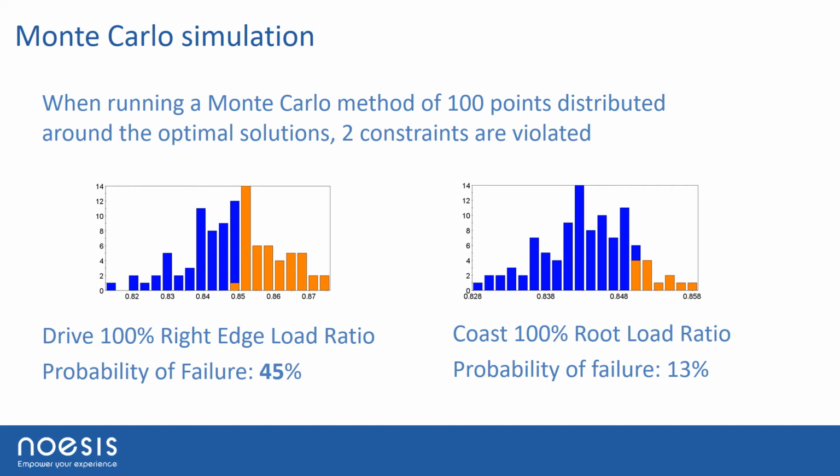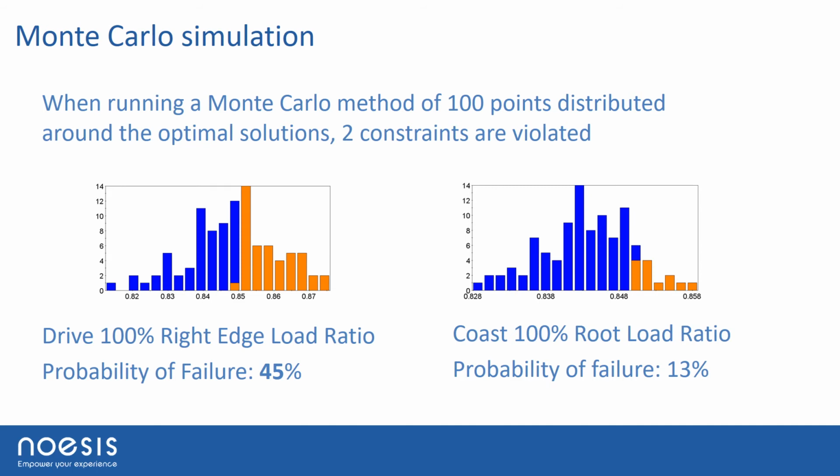If you run a Monte Carlo simulation with 100 points distributed around the optimal solution, we'll see that 2 of those 36 constraints will be violated. It's at drive 100%, the right edge load ratio, which gives you a probability of failure of 45%. So we have a 45% chance to be above 85%. And on the coast at 100%, we have the root load ratio that's also failing from time to time, and we see the probability of failure there is 13%.